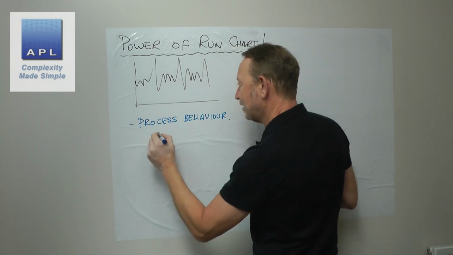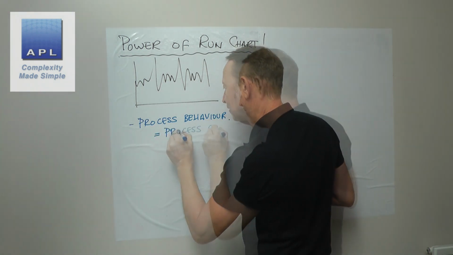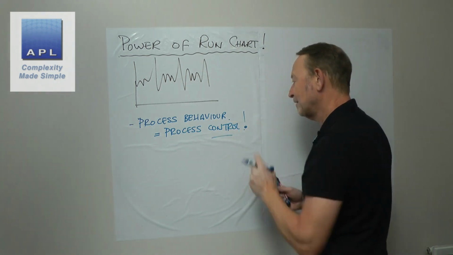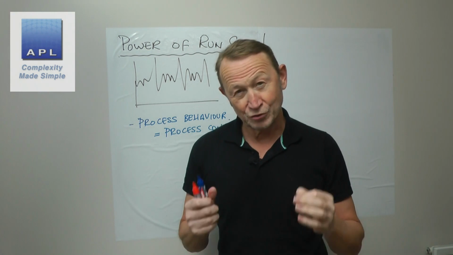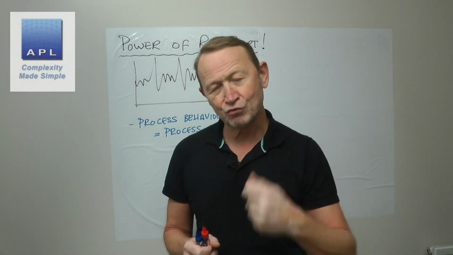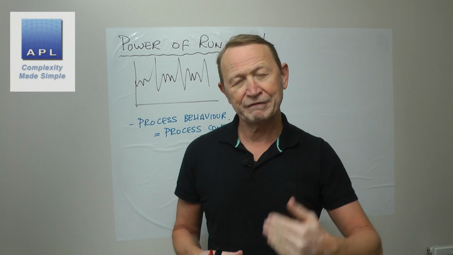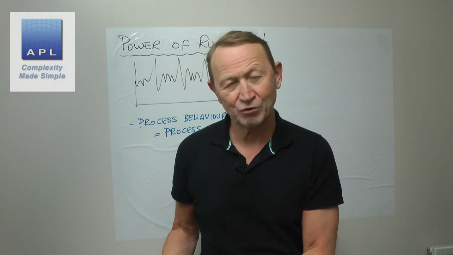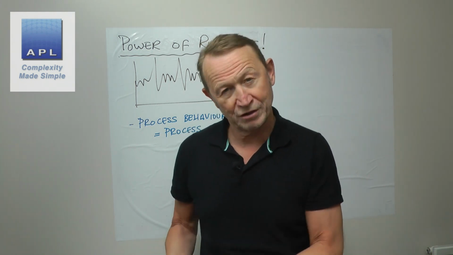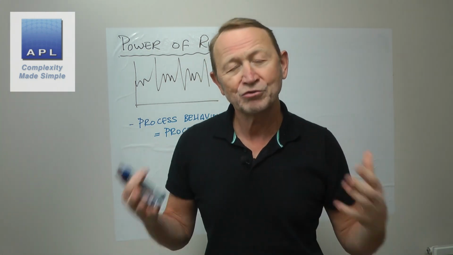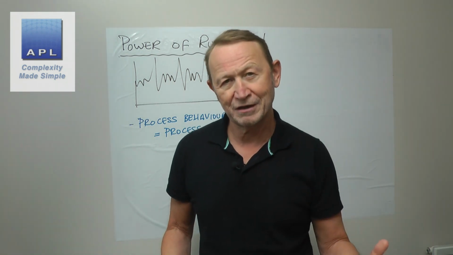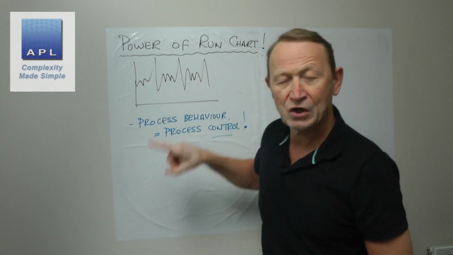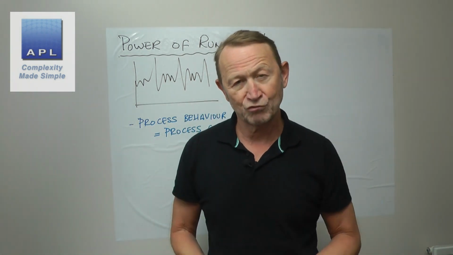Because process behavior equals process control. It's a much better phrase to use, process behavior, because that's really what control means. If your process behavior changes, the process control has changed. Therefore, you're out of your current control and you should investigate. You should do something about it. Process behavior rings loud and clear on a run chart.